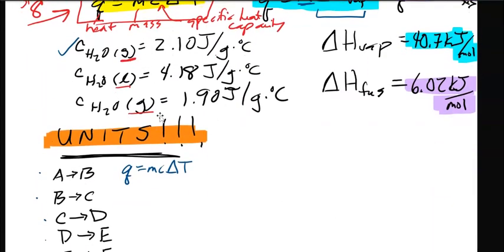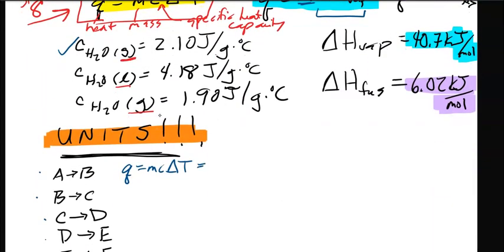So now let's plug in the values. I know that the mass of my sample is 2 grams. That was provided in the word problem. I know the specific heat capacity for water when it's in the ice phase or the solid phase, so 2.10 joules per gram degree Celsius. And I also notice the temperature.